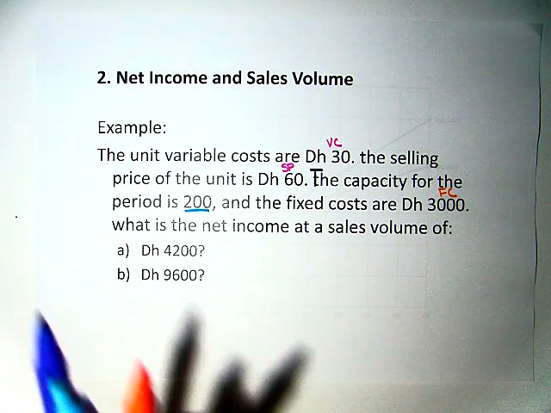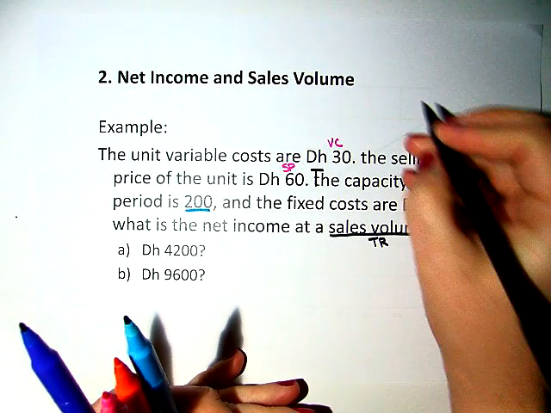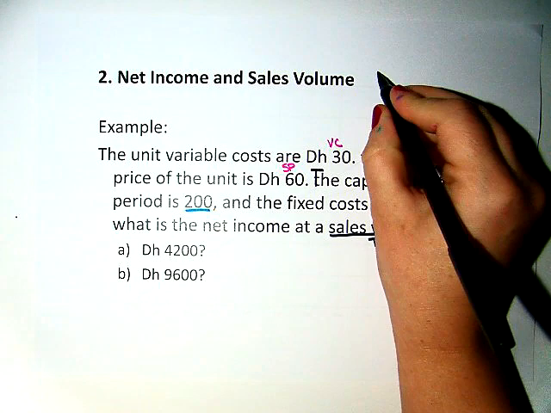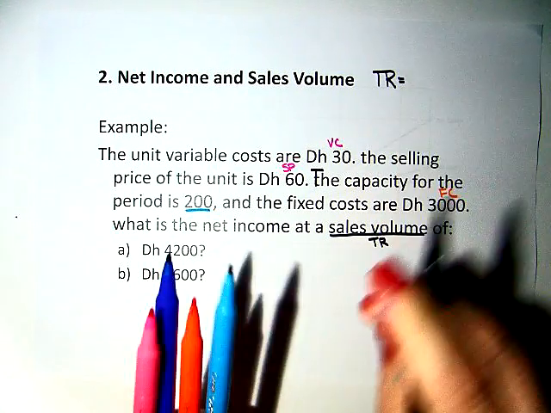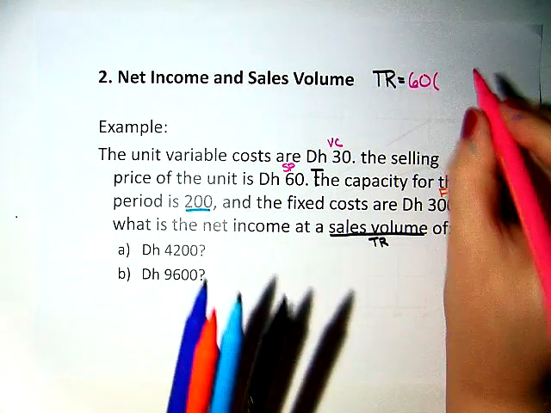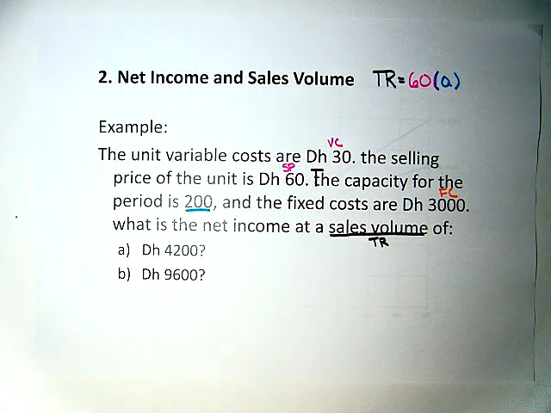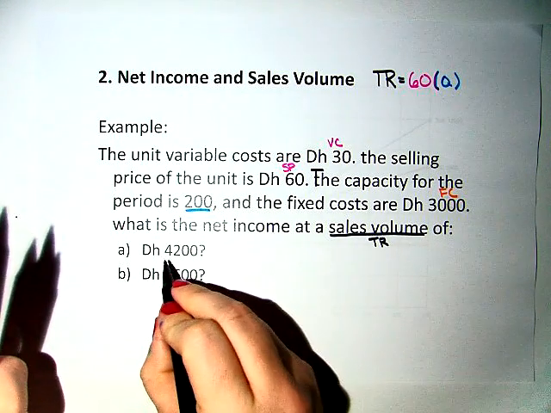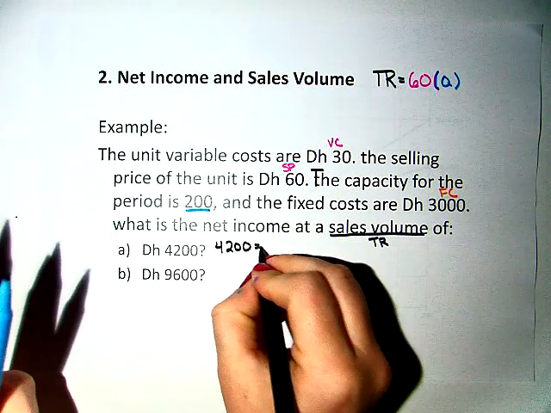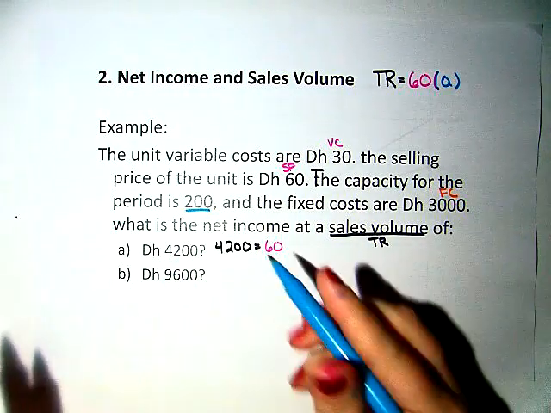So a sales volume is looking at our total revenue. So we're going to put in our total revenue equation and find out what the quantity of each is. As we know, the total revenue equation is the selling price of 60 multiplied by my quantity. So let's find the total revenue equation when we have 4,200 sold. So 4,200 equals my selling price of 60 multiplied by my quantity.